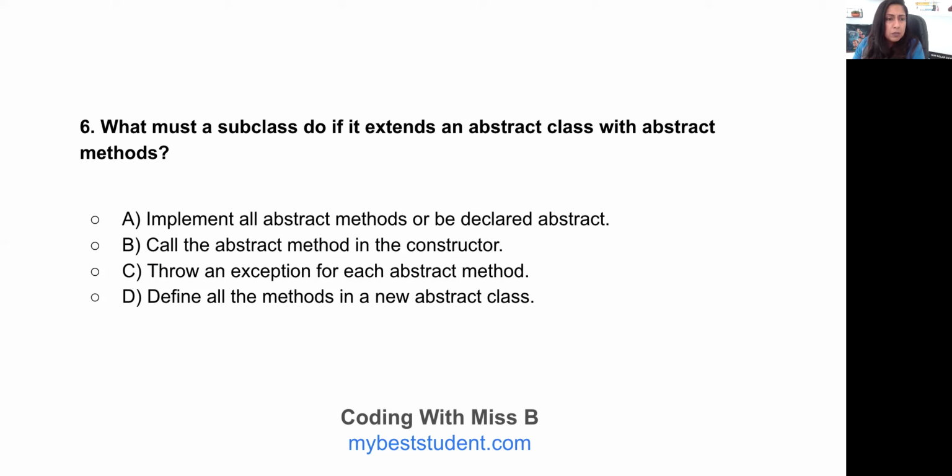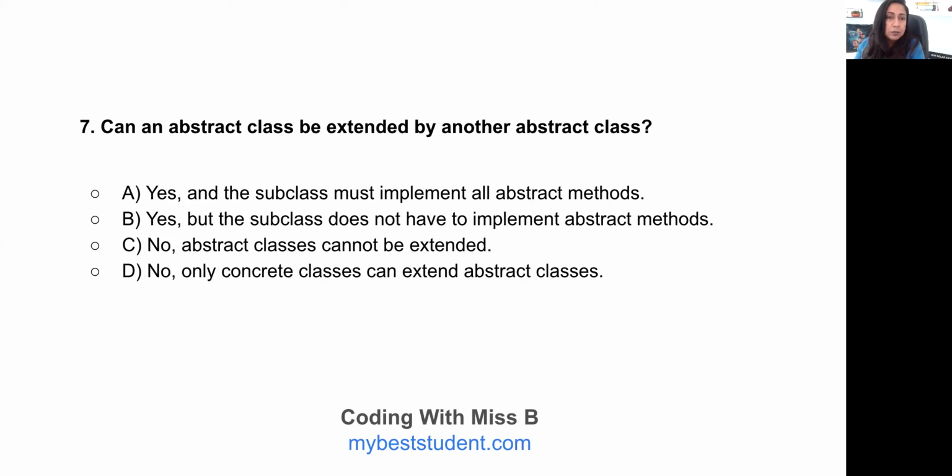So to me, B, C, and D are not very good choices. For example, for B, it says call the abstract method in the constructor. I don't see why it needs to do that. C, throw an exception. That seems an even more bizarre option. Choice D, define all the methods in a new abstract class. I don't see why it would need to do that because a subclass can handle this by itself. And choice A says implement all the abstract methods or be declared abstract, which kind of makes sense. So let's look at the answer. It is choice A.